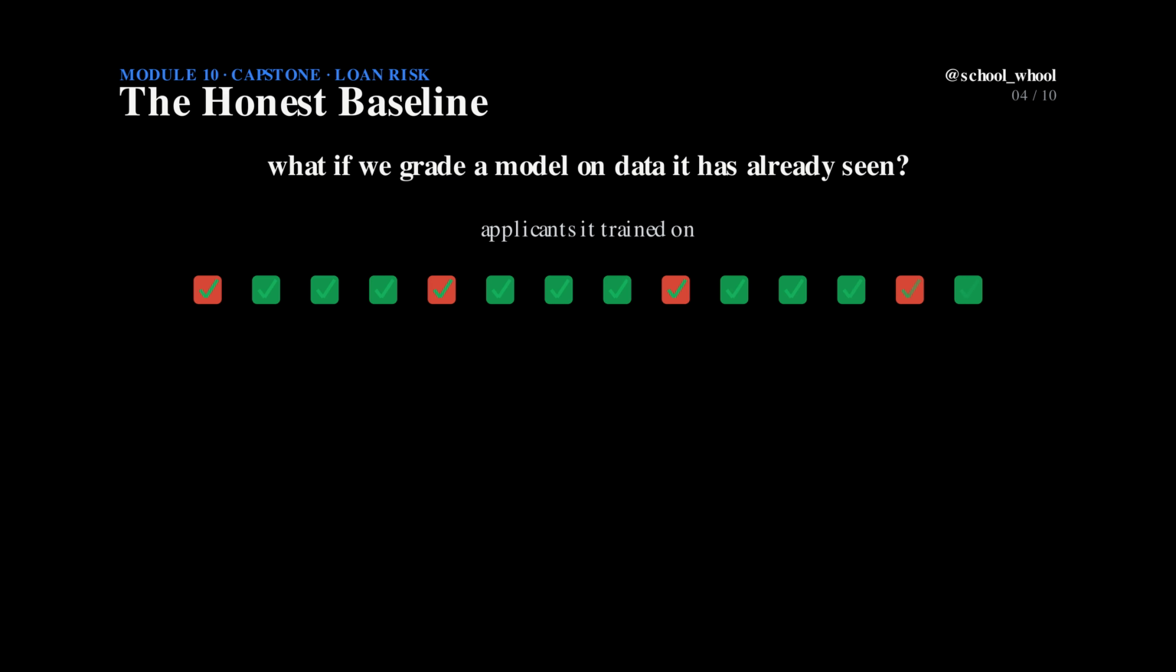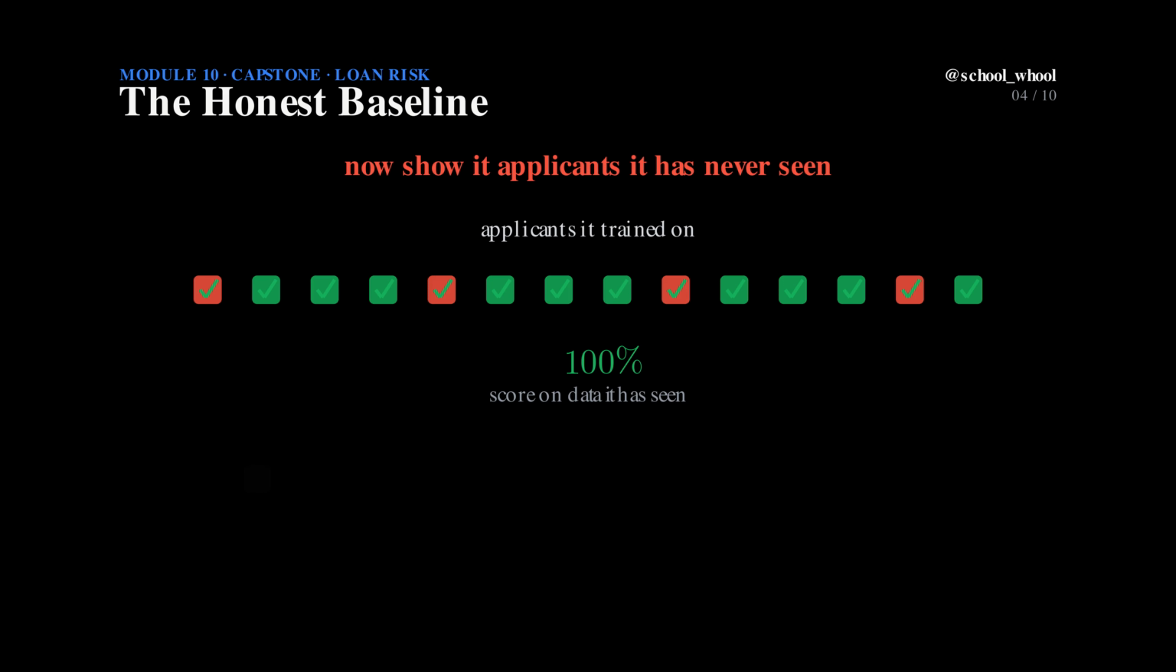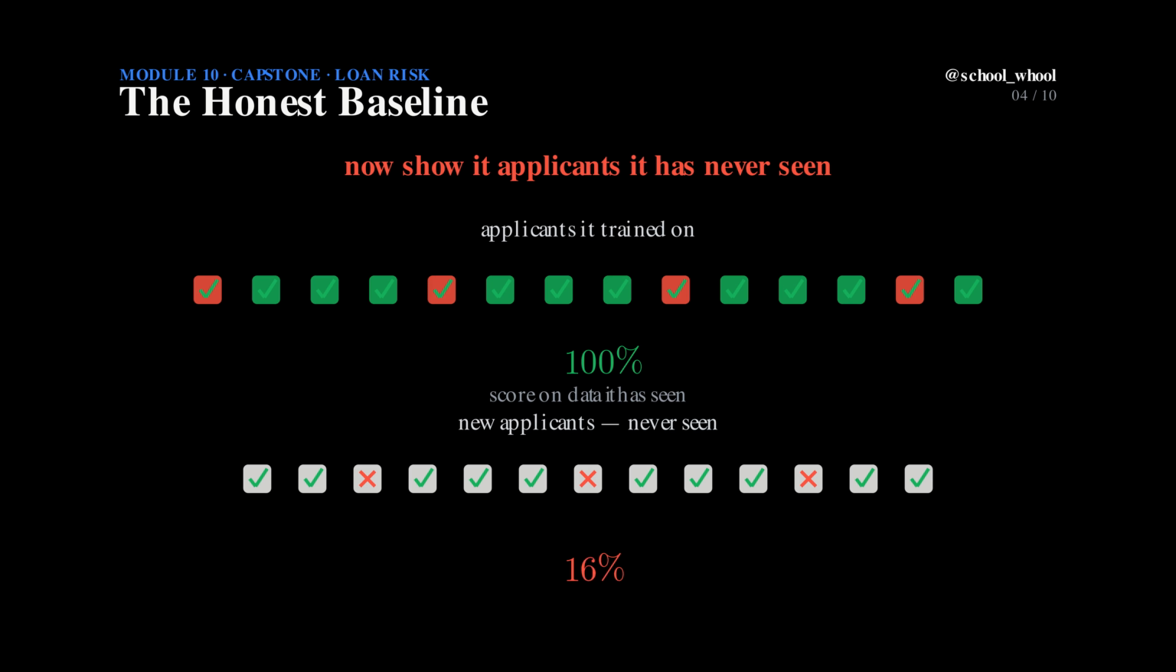Here's the trap. Suppose we grow a deep, flexible model and grade it on the same data it trained on. It scores a perfect 100%. But it didn't learn, it memorized. Show it new applicants it has never seen, and it drops to just 77%. A score on the training data is a lie. To trust a number, we must measure it on data the model has never touched.